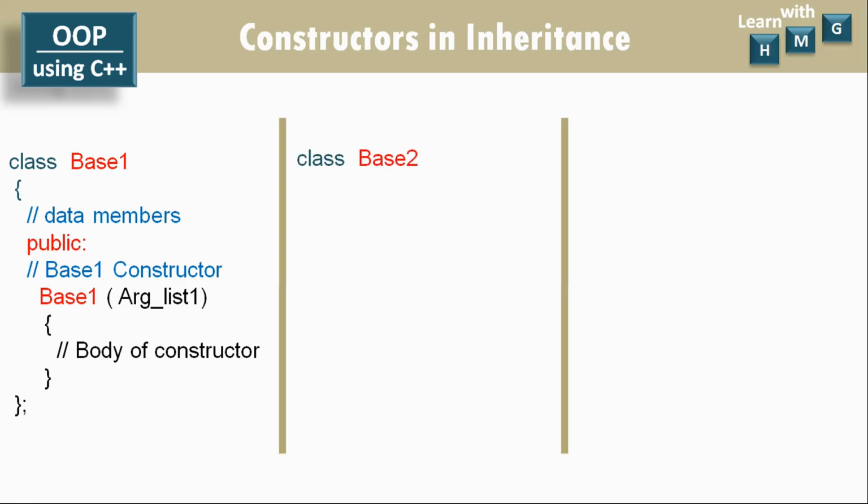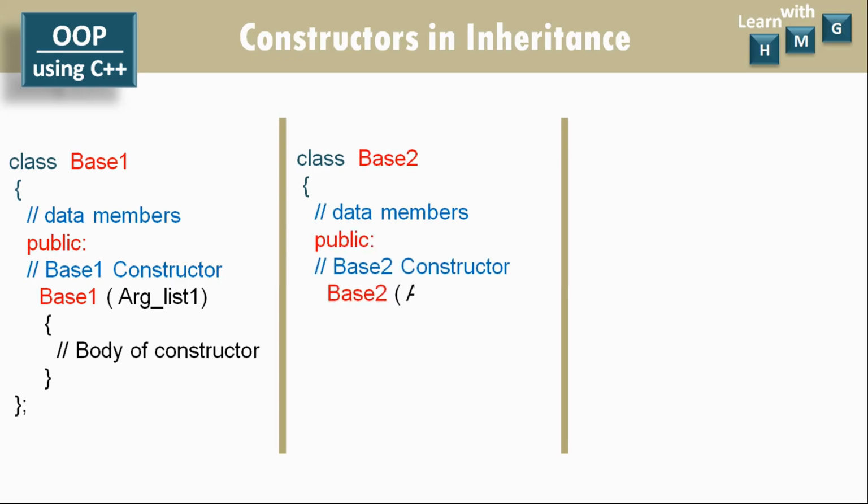Similarly, there may be another base class, let us say base 2. It has its own data members, and in the public section again you define another constructor of base class 2 with the name base 2, which is the class name, and it has its own argument list, let us say argument list 2. Using argument list 2, you write the body of the constructor, and in this body we initialize the data members of base class 2. So like this, we can have multiple base classes, and in each base class you have to define the constructors like this.